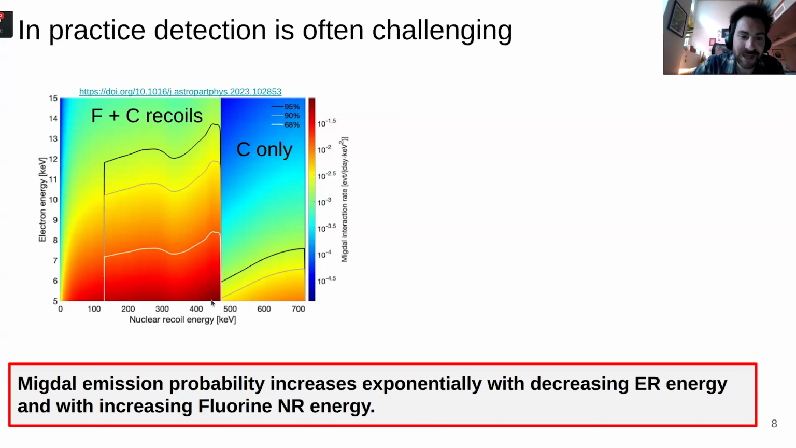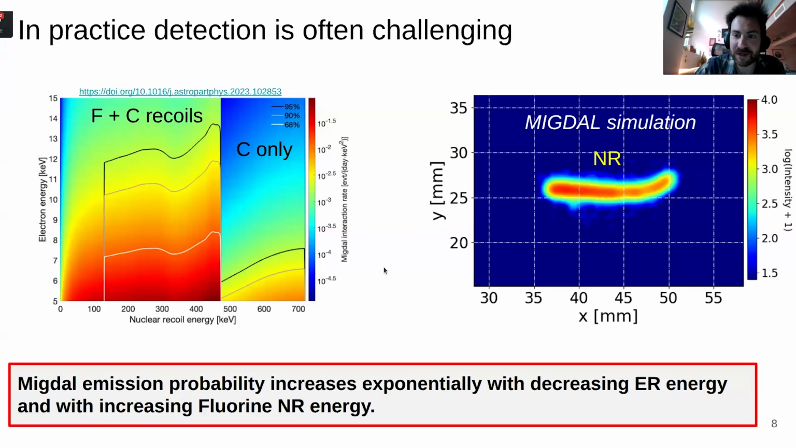And so what that means is these deep red regions with high nuclear recoil energy and low electron recoil energy, that's the region where the Migdal effect is most likely to arise. And here's an example of what an event might look like in this regime. So you have a very high energy nuclear recoil right here. And if you stare really closely at this, you might be able to convince yourself that there's an electron recoil poking out here.